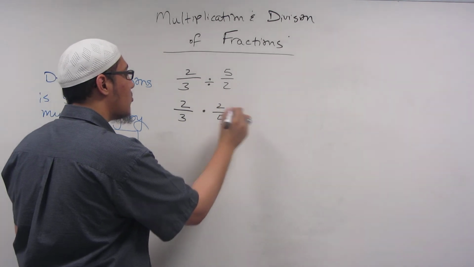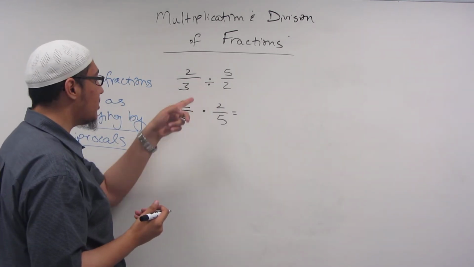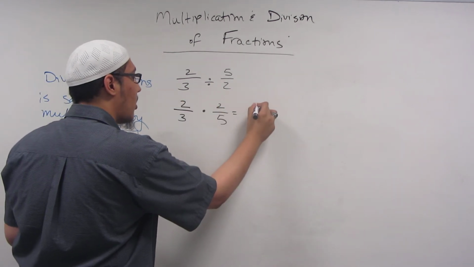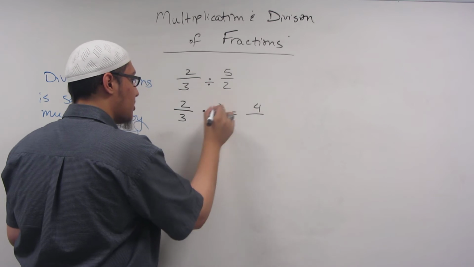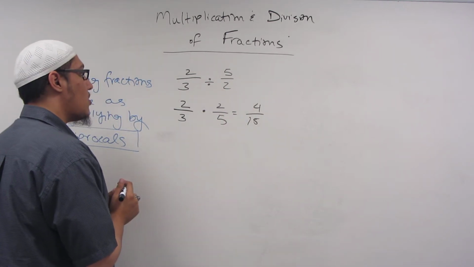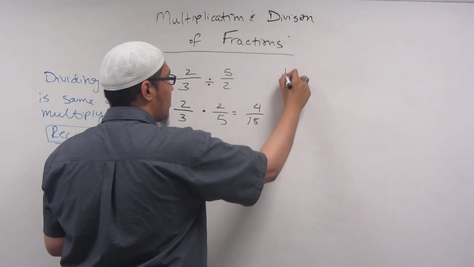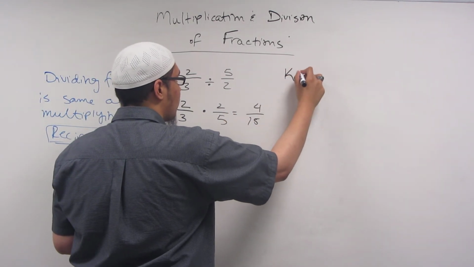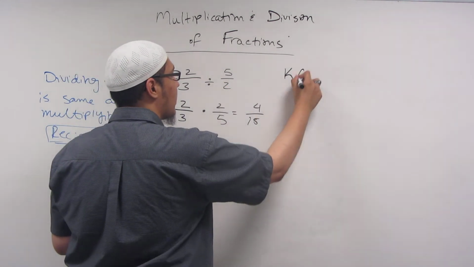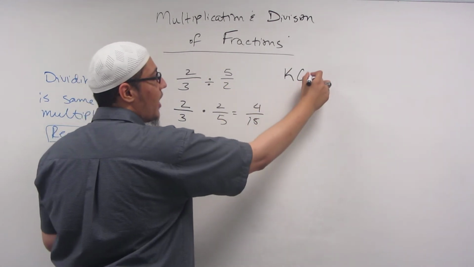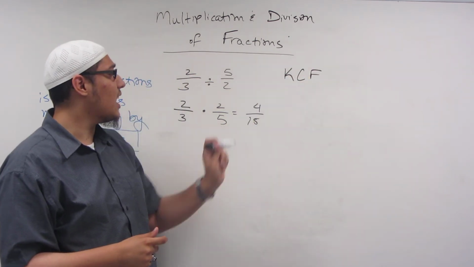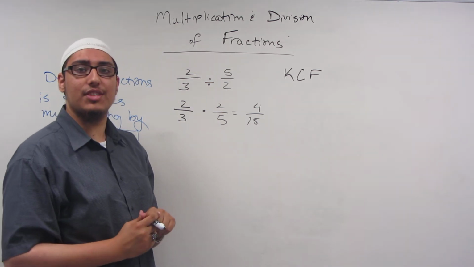Okay, now this is a multiplication problem. This was division, we turned it into multiplication. So therefore we will multiply across, getting 4, 2 times 2 is 4, 3 times 5 gives us 15. All right, now let's just memorize this for the process. First we keep the first term the same, we change the sign, and then we flip the last fraction. So KCF. If we can remember KCF, we'll remember how to do division of fractions.